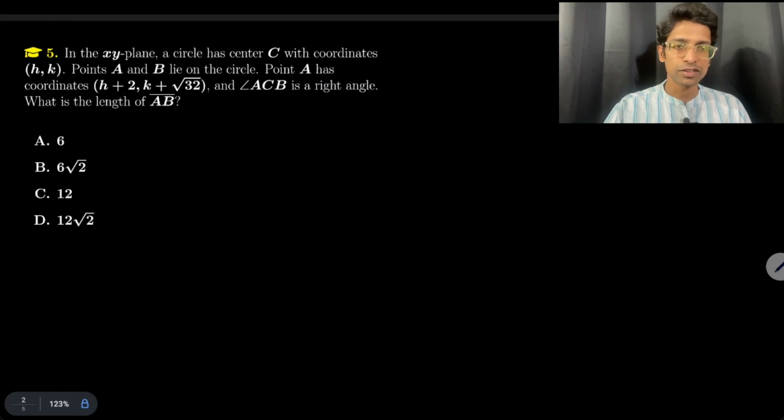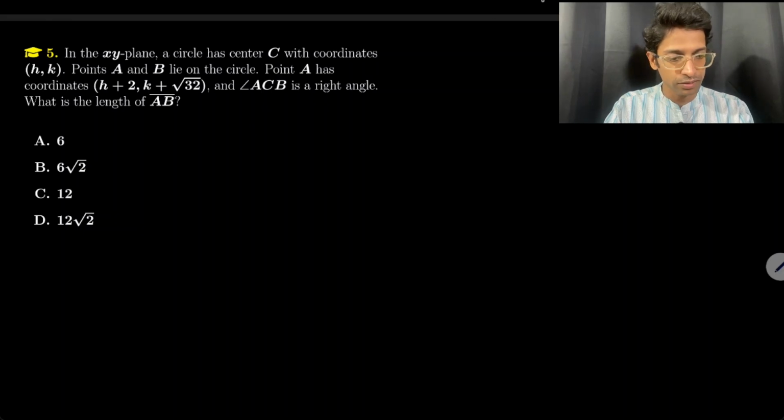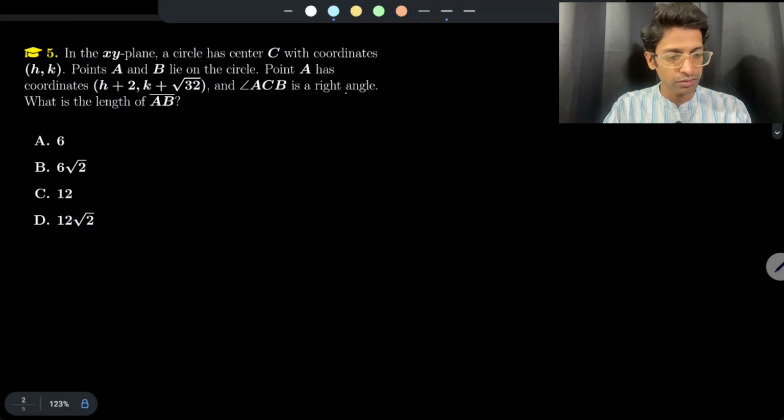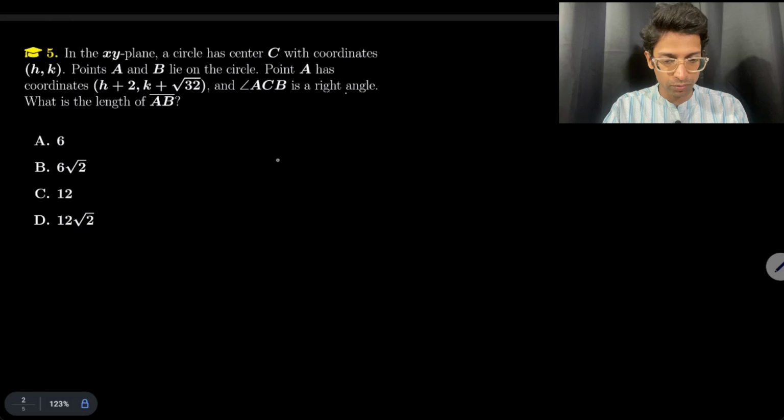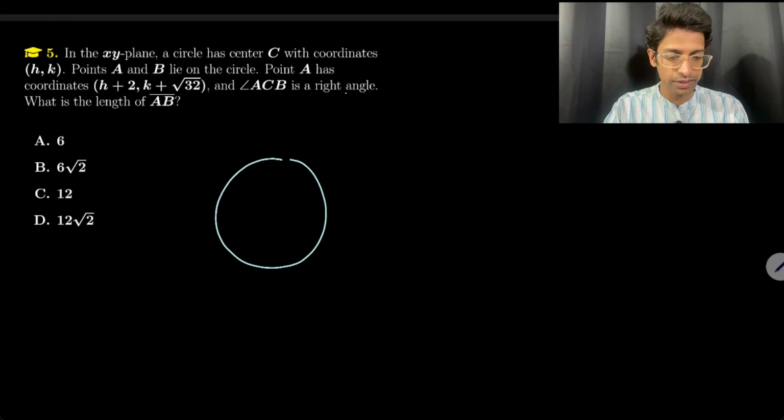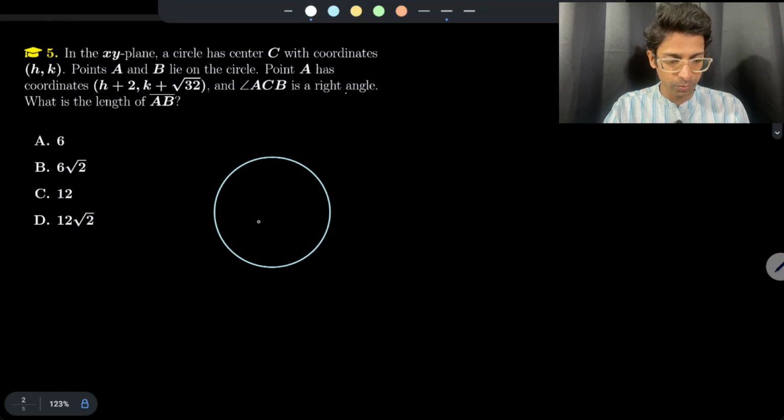Let's try to understand the first problem. In the xy plane, a circle has center C with coordinates h, k. Points A and B lie on the circle. So let us first diagrammatically write down what he has given you. So this is a circle which is lying on the xy plane, and then he's telling you the center of the circle is h, k. All right. Point A and B lie on the circle. So let's say this is point A and let's call this point B.